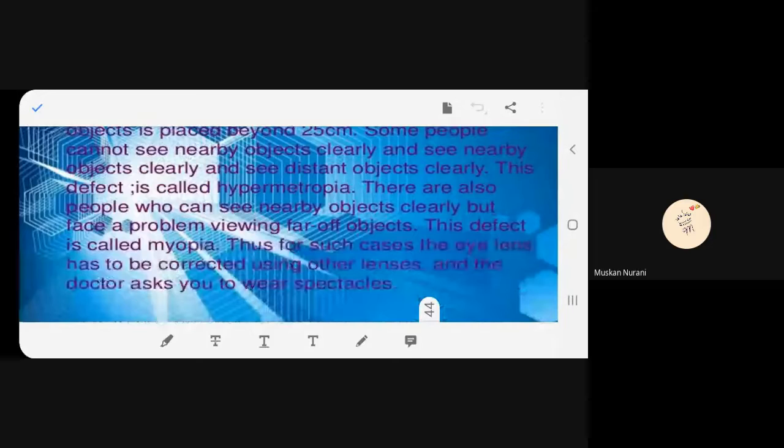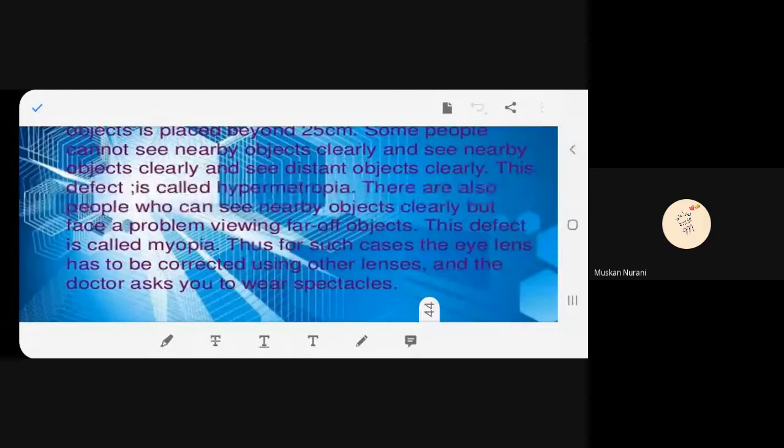Next. There are also people who can see nearby objects clearly but face a problem viewing far-off objects. This defect is called myopia. Thus, for such cases, the eye lens has to be corrected using other lenses, and the doctor asks you to wear spectacles.